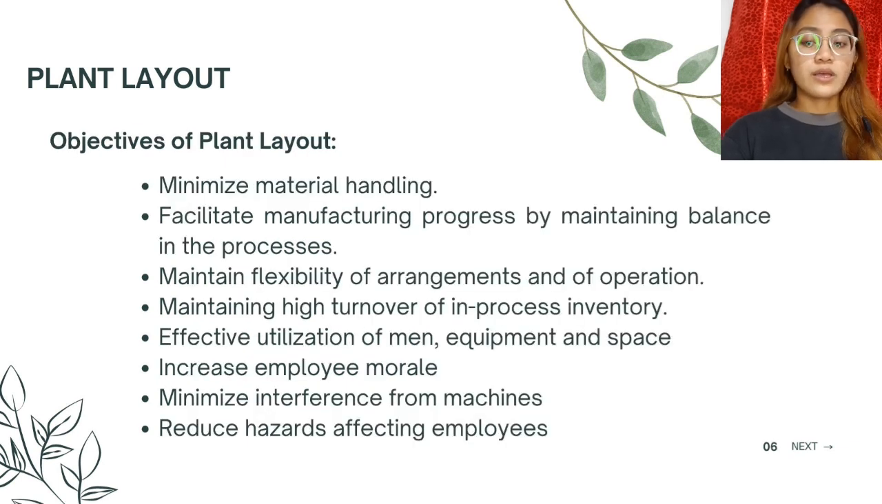Plant layout also has objectives. First is to minimize material handling. Second is to facilitate manufacturing progress by maintaining balance in the processes. Third is to maintain flexibility of arrangements and operation. Fourth is maintaining high turnover of in-process inventory. Fifth is effective utilization of men, equipment, and space. Sixth, increase employee morale. Seventh, minimize interference from machines. And lastly, reduce hazards affecting employees.